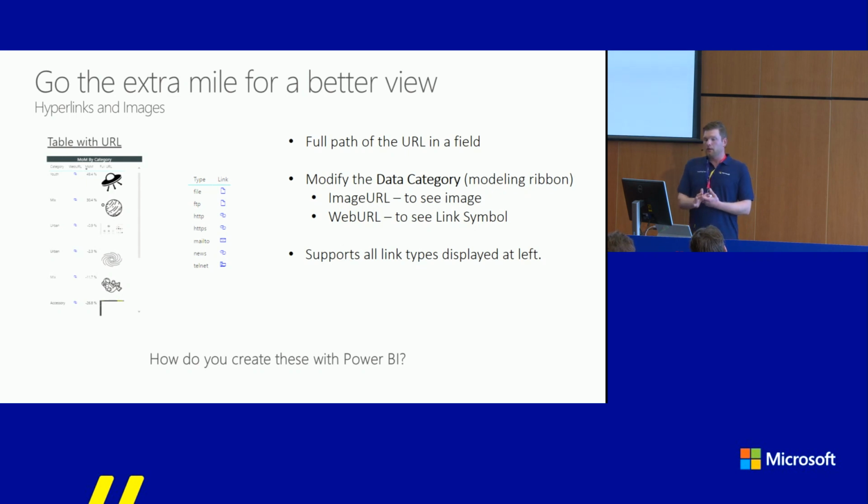And then another example of enhancing your data is using hyperlinks and images. Images are fairly easy. If you have the full link to the image, you can just put it in your data model, qualify that field as an image URL, and it will just display the image. It's really nice. And it works the same way for the hyperlinks.